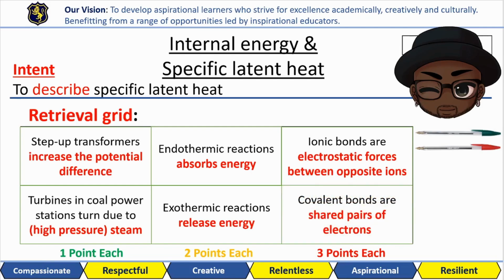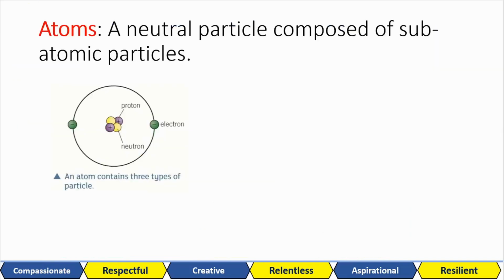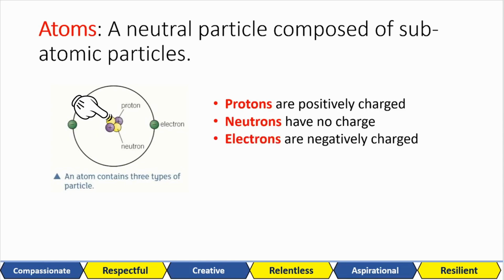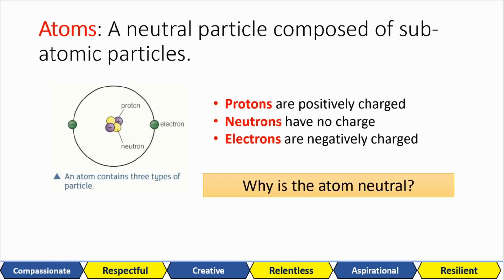Just a quick reminder of some of the information from Chemistry 1. Atoms are made up of positively charged protons, neutral neutrons, and negative electrons. Atoms are made up of these charged particles, so why then do atoms not have an overall charge? See if you can answer this question.